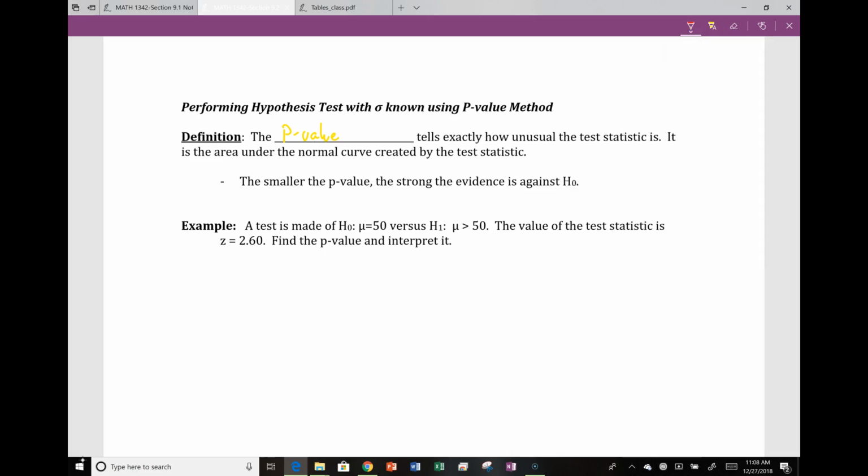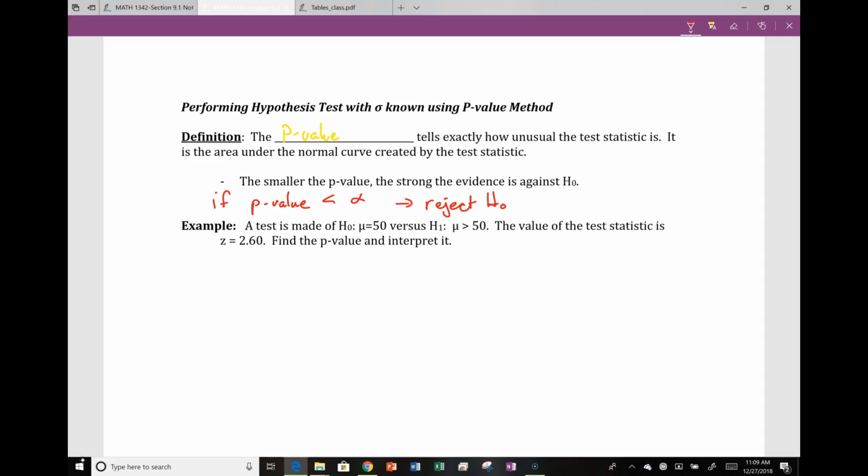What it is, if the p-value is less than alpha, we reject the null hypothesis. So if the p-value is smaller, we reject the null hypothesis.